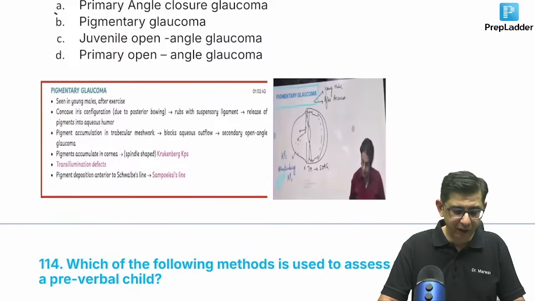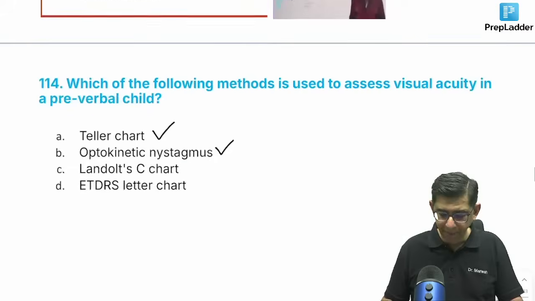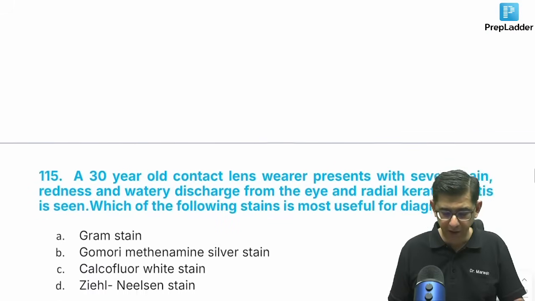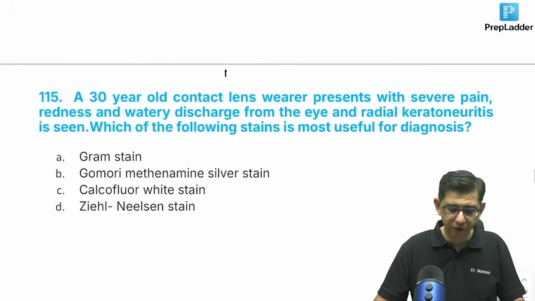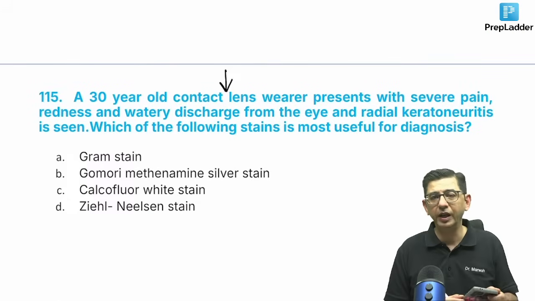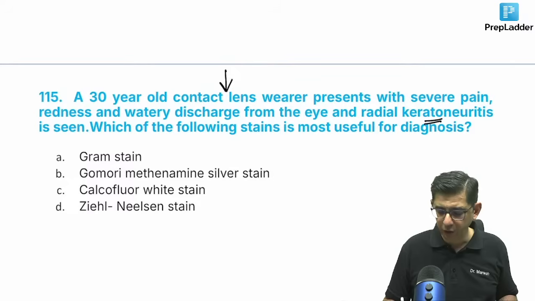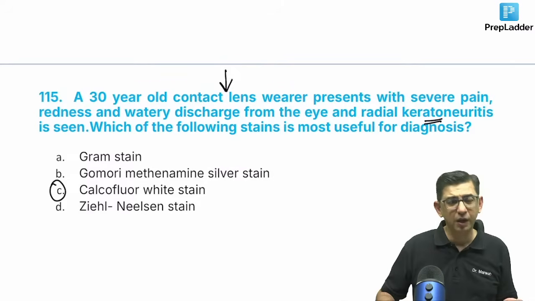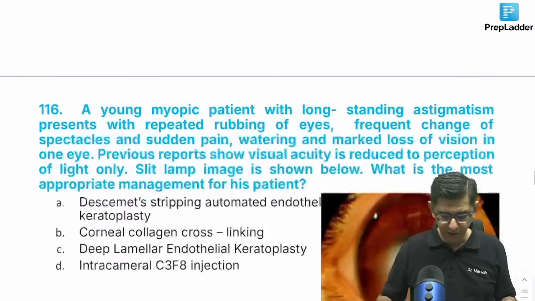Then is Krukenberg spindles, that would be for pigmentary glaucoma. Visual acuity in kids is Teller's chart and optokinetic nystagmus. This was multiple correct. Then, this one is easy, contact lens wearer with acanthamoeba, the radial keratoneuritis that is described. So calcofluor white stains would be the answer in this case. So we are sorted for 115.